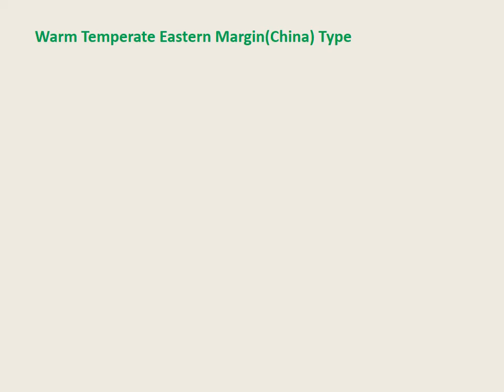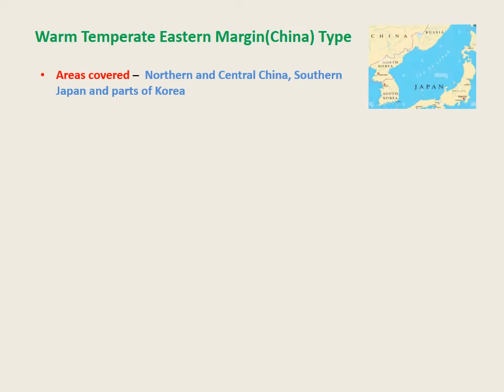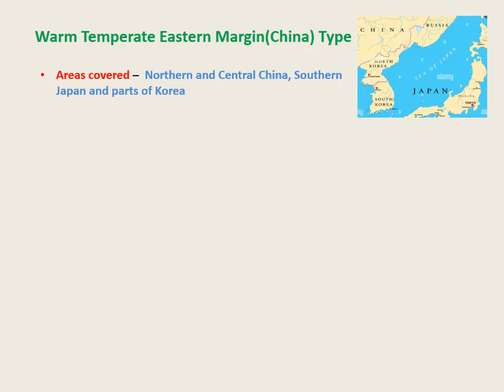Warm temperate eastern margin type. Areas covered. The temperate regions of central and northern China, southern Japan, and parts of Korea experience this type of climate. Climate. This region has warm, moist summers and cool, dry winters. The climate is greatly moderated by the ocean's influence.